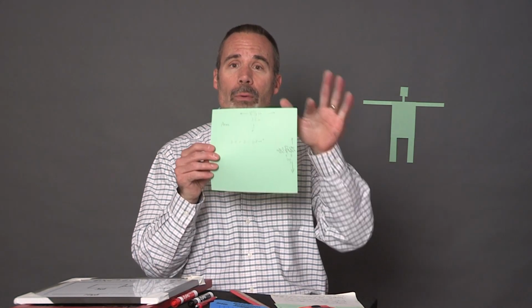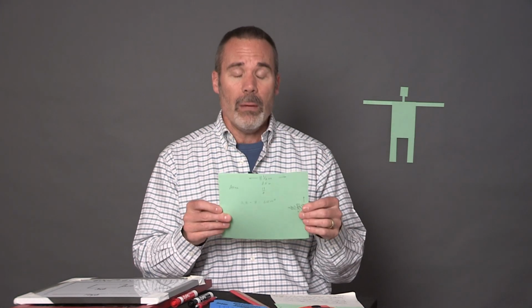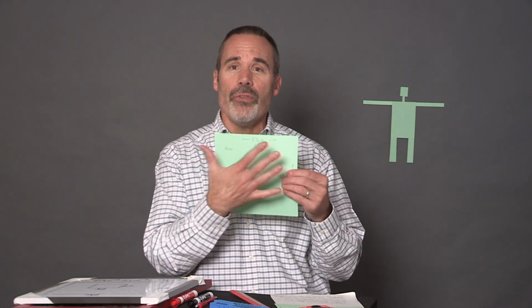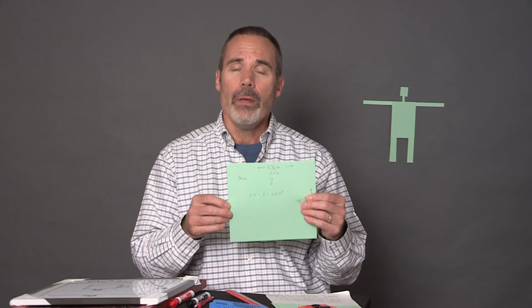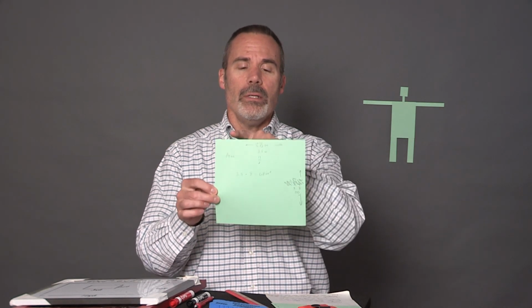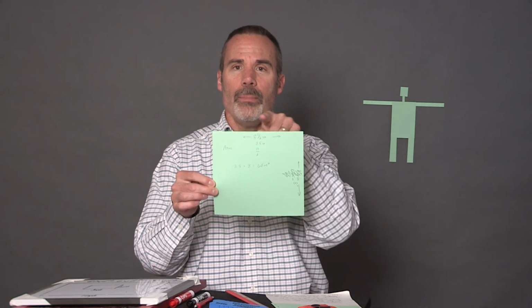So let's talk about perimeter. Perimeter is the distance around an object. Remember, we said area is the amount of surface that something takes up, versus perimeter, which, as I said, is the distance around an object.